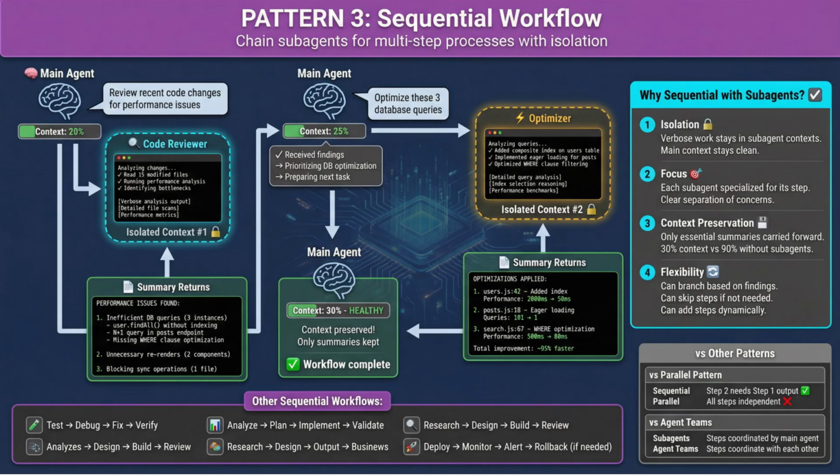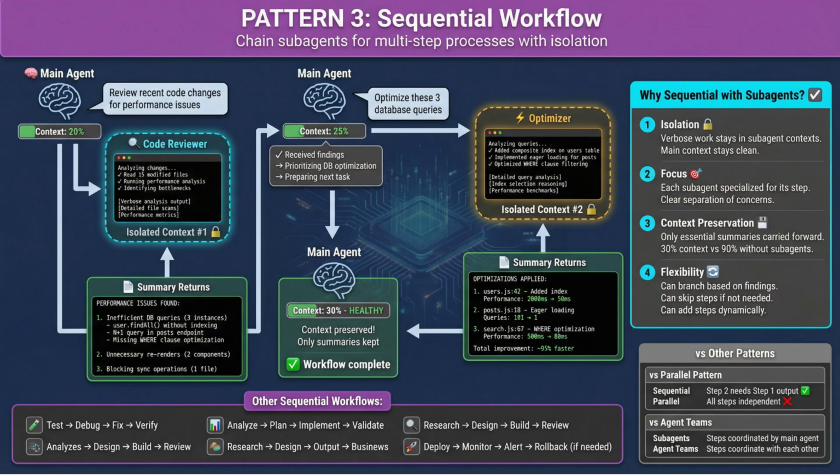The third essential pattern is the sequential workflow. Sometimes you need a multi-step process where each step builds on the previous one, but you still want the isolation benefits of subagents. This pattern chains subagents together through your main conversation. The workflow is simple. Your main agent delegates to subagent 1 with a specific task. That subagent completes its work and returns results to main. Your main agent processes those results, makes decisions, and delegates the next step to subagent 2, which builds on step 1's findings and returns its results.